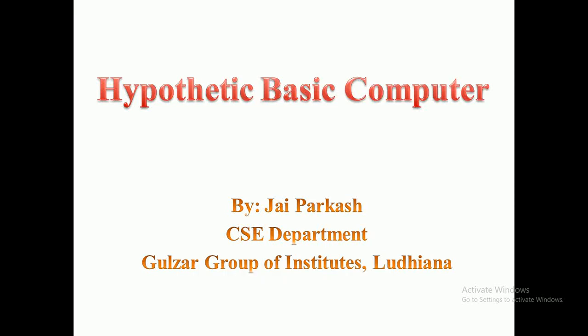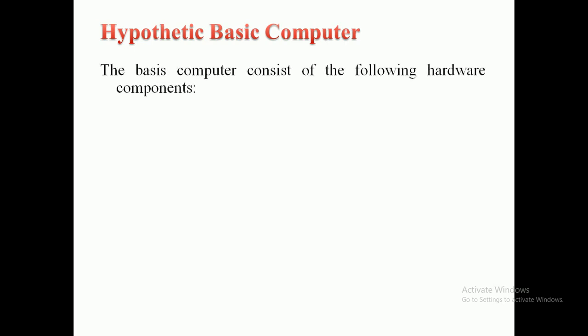Students, today I am going to explain the concept of the hypothetical basic computer. Starting with how to design a hypothetical basic computer, we need some hardware components. First is the memory unit. This memory unit consists of 4096 words of 16 bits each. It means this memory unit has 4096 memory locations, and the size of each memory location is 16 bits.